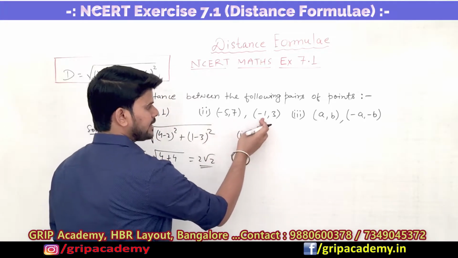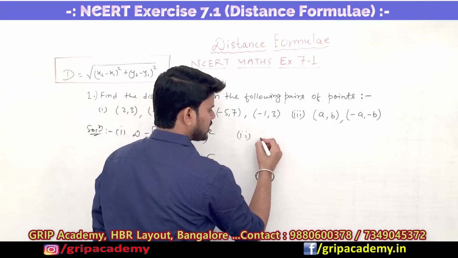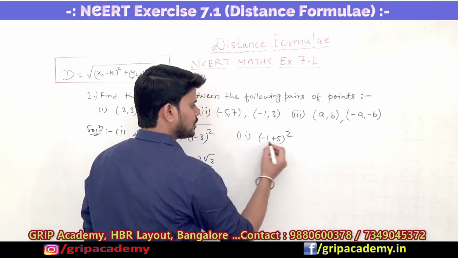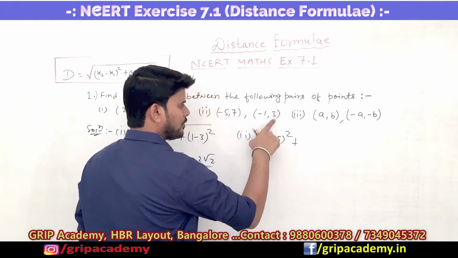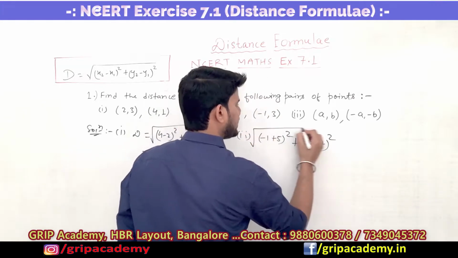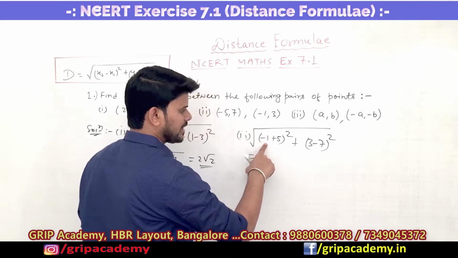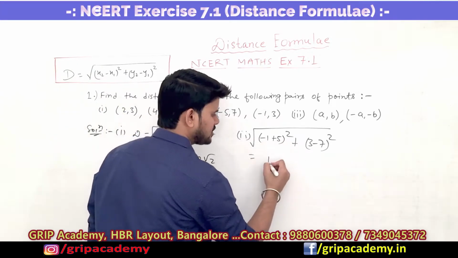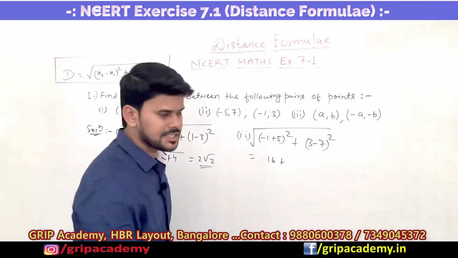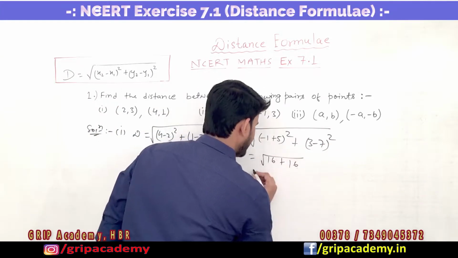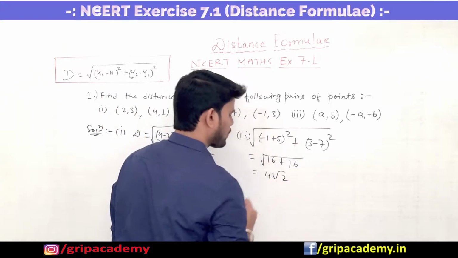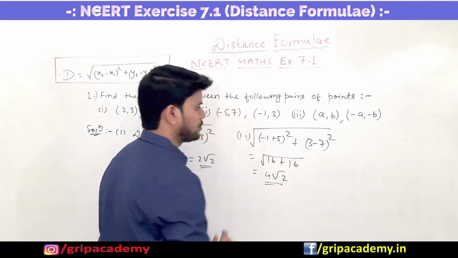So second part is again x2 minus x1 whole square. So we will get minus 1 minus of minus 5. So it will come plus 5 whole square plus y2 minus y1 whole square, that is 3 minus 7 whole square, whole inside under root. So how much we will get? Minus 1 plus 5 is how much? 4. 4 square is how much? 16. Plus 3 minus 7 is how much? Minus 4. Minus 4 square is how much? 16. So 16 plus 16, that is root 32, and root 32 is nothing but 4 root 2. So answer is 4 root 2.